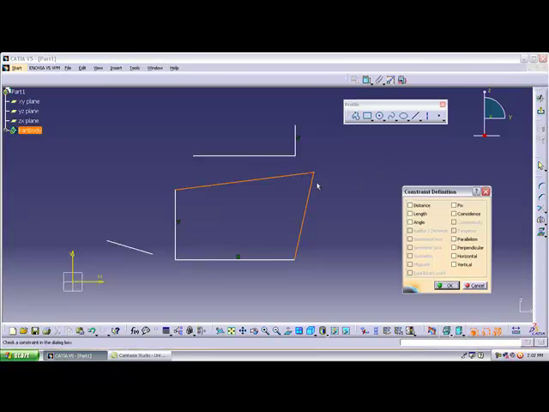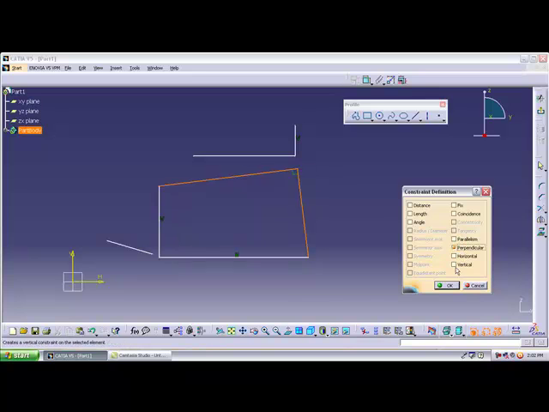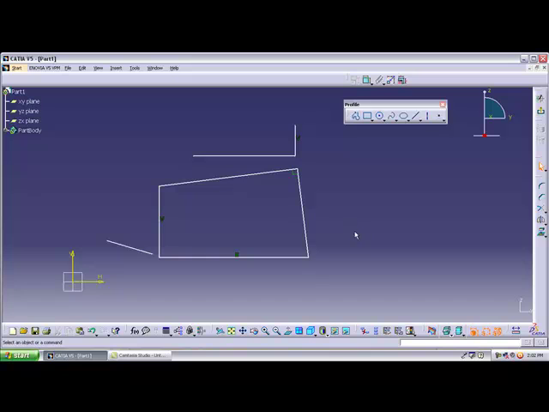So what relations are possible between these two things? Here it gives parallelism, perpendicular. I want to apply perpendicular. Okay. See, right now these two lines are perpendicular, but they are not horizontal and vertical. See, it's not relating as horizontal or vertical, it's just obeying the perpendicularity.